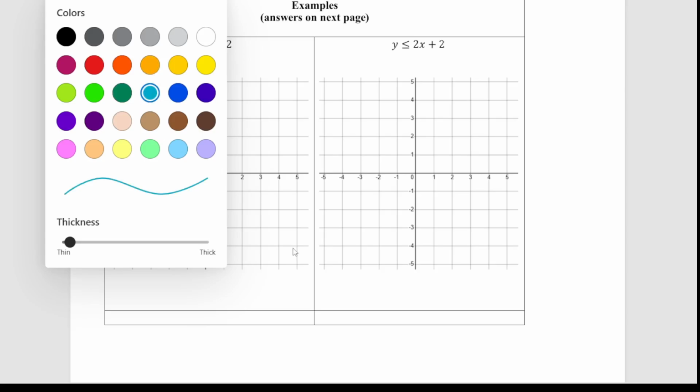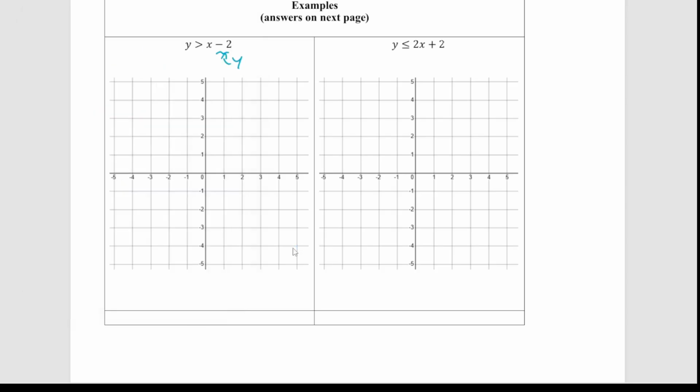So for this first one, our y-intercept is at 0, -2, and our slope is actually 1 because there's a 1 secretly in front of that x. So we're going to go down to -2 on the y-axis. Then we're going up 1 over 1 in the positive direction. Keep on going. And then I want to ask ourselves, is this going to be dashed or solid? It's going to be dashed because it is a strictly greater than sign. It's got no line underneath.